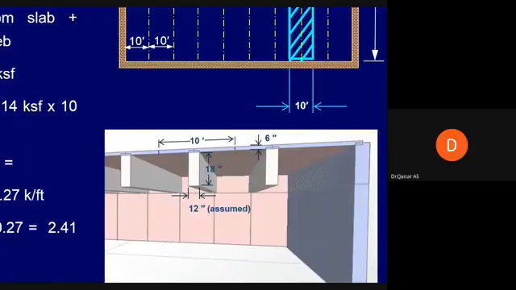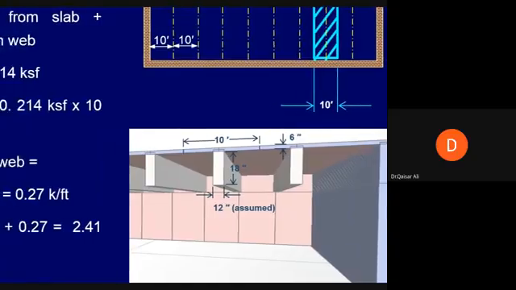So the slab load shall not be counted twice. This part of the beam has already been included in the calculation of the slab load. The remaining part, 18 inch by 12 inch, is the self weight of the beam. This needs to be calculated now.